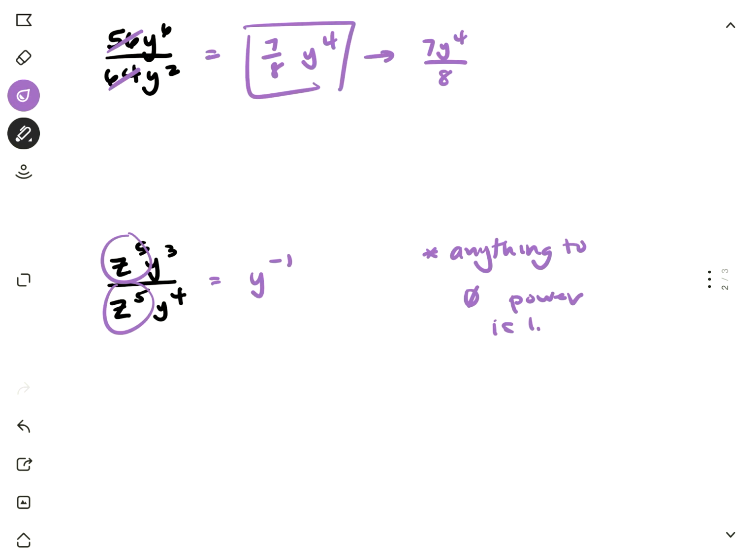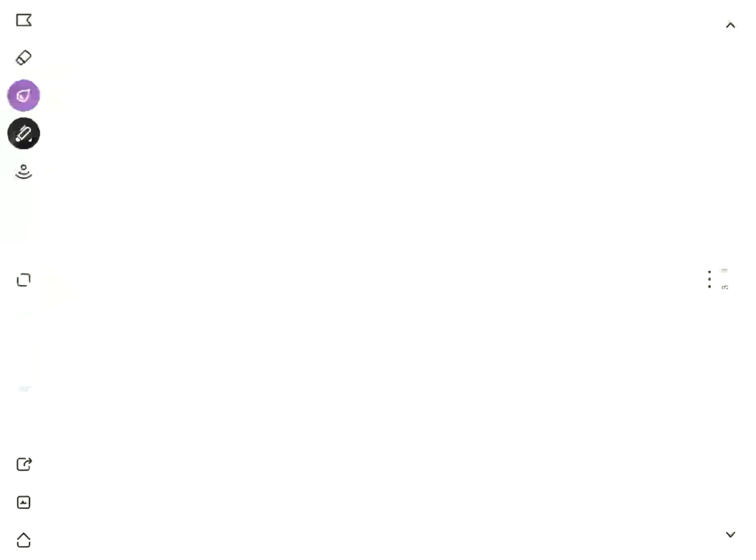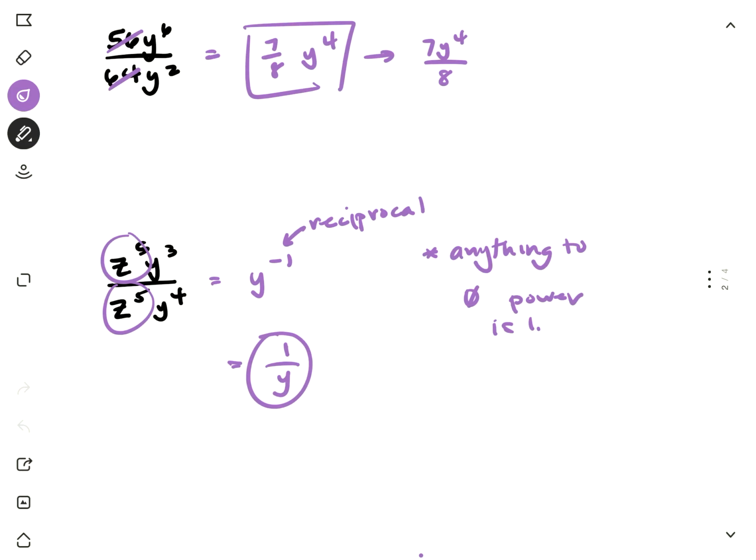And if you remember from before, we said anything to the negative power, the negative means reciprocal. So all we have to do is flip the y over, so that's 1 over y to the 1, but we really don't need the 1, right? Okay, I guess that's it. So another quick one.